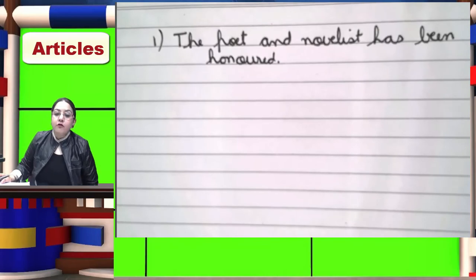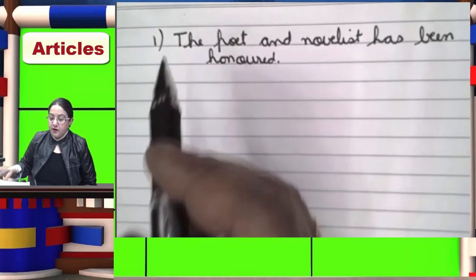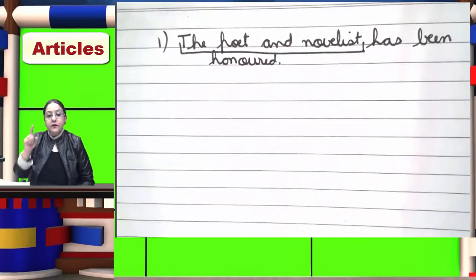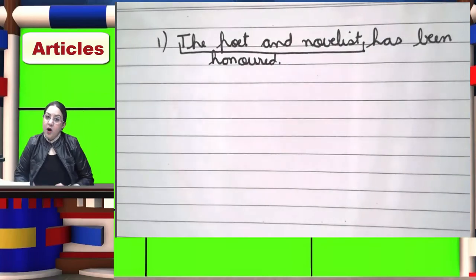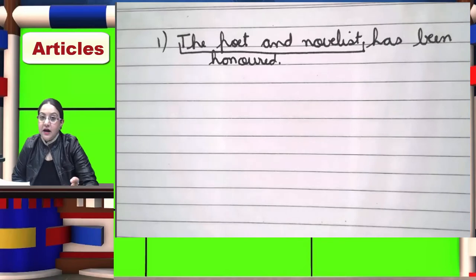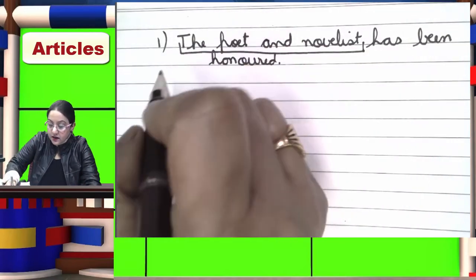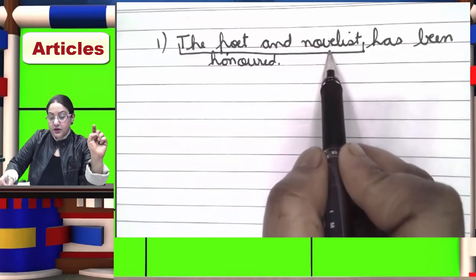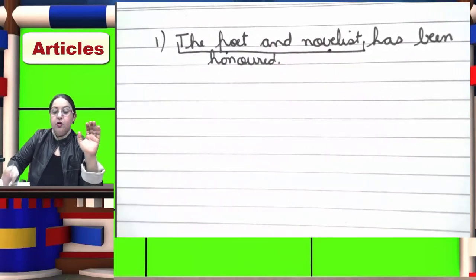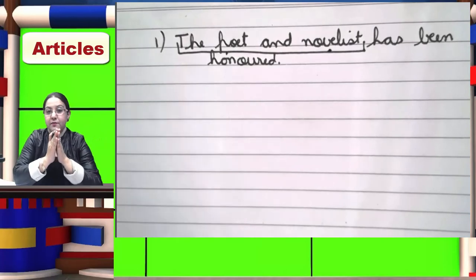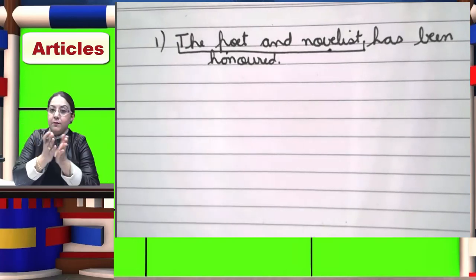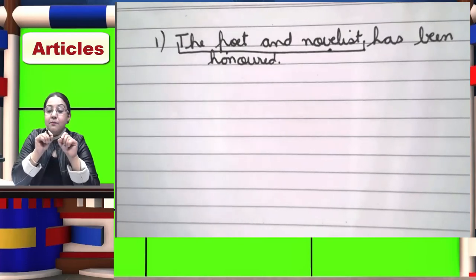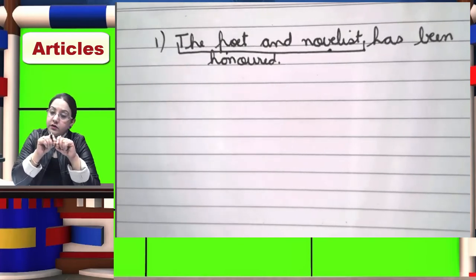So when I say the poet and novelist has been honored, here I am talking about just one person. I am using the article the, and my article the is representing one person only, a person who is both the poet and the novelist. To give importance to that person, that we are talking about a particular person who is a poet also and he is a novelist also, I'm saying the poet and novelist has been honored.